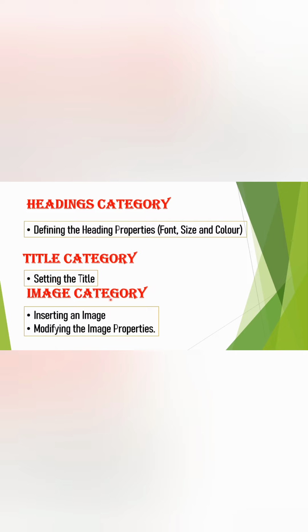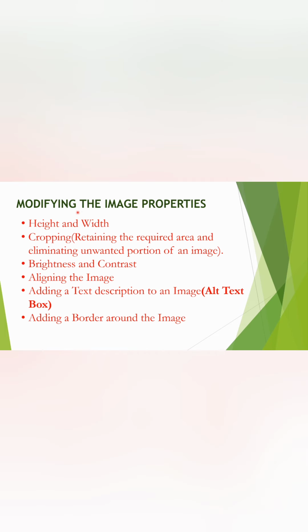Next, image category. In this category, you can insert an image on your web page, and also you will be able to modify the image properties, like height and width of the image. You can do cropping. Cropping means retaining the required area and eliminating the unwanted portion of an image. Next, you can modify the brightness and contrast of the image.